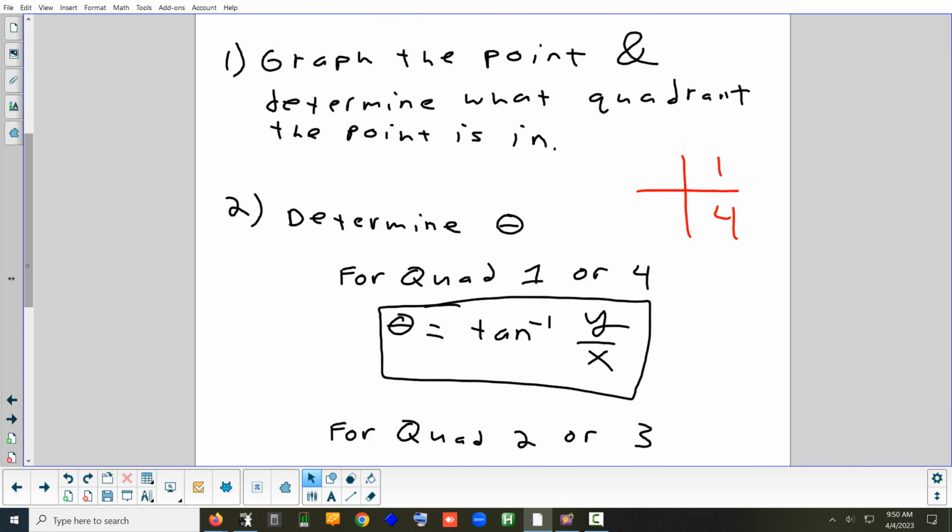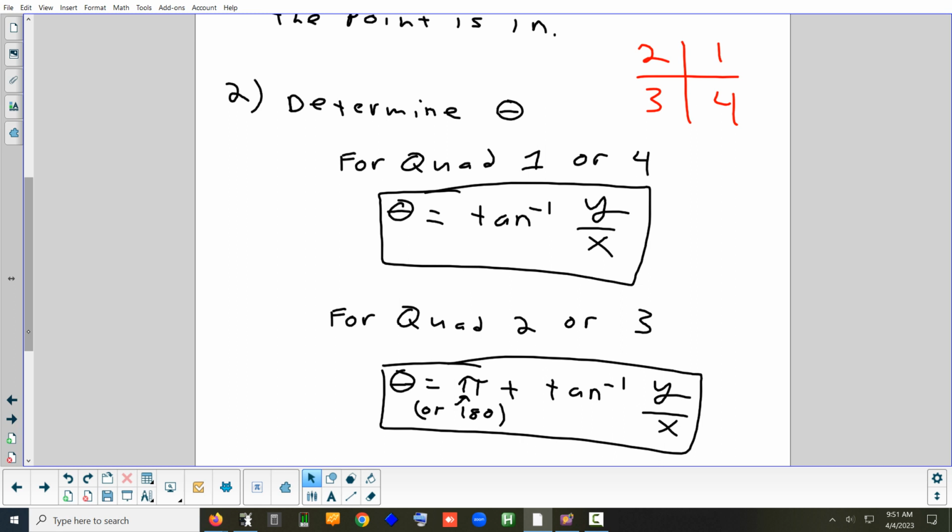The problem is, if you're in quadrants 2 or 3, that formula won't work. It almost works, but we have to make an adjustment to it. If you are in quadrants 2 or 3, you can use that formula, but you have to add 180 to it. To find an angle that's in quadrants 2 or 3, you can use inverse tangent y over x, but you need to add 180 to the formula. Or if you were doing it in radians, you would add pi.